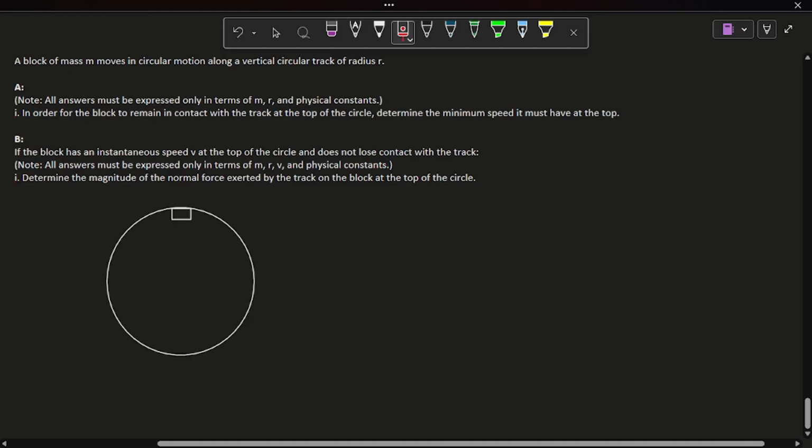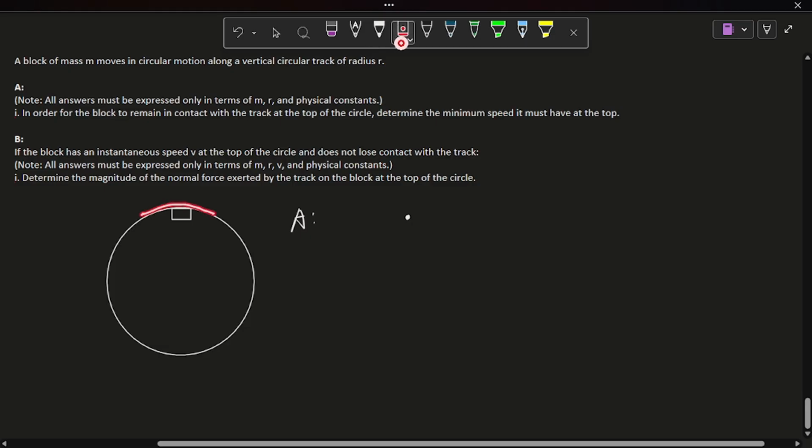Before doing this question, one thing you have to keep in mind is the circular motion is still in Unit 2. So everything we talk about here is still deeply connected to mechanics or forces, the main topic of Unit 2. So in Part A, the first thing we need to do is draw a free body diagram.